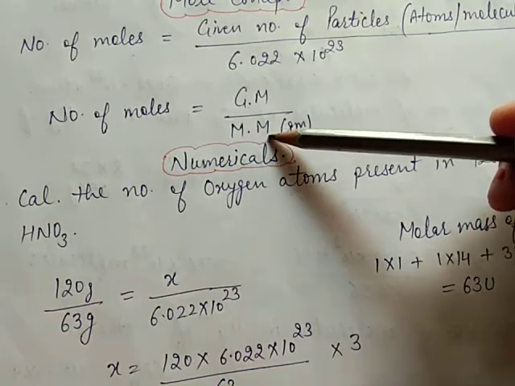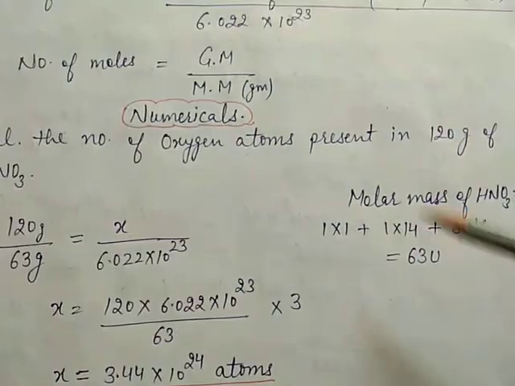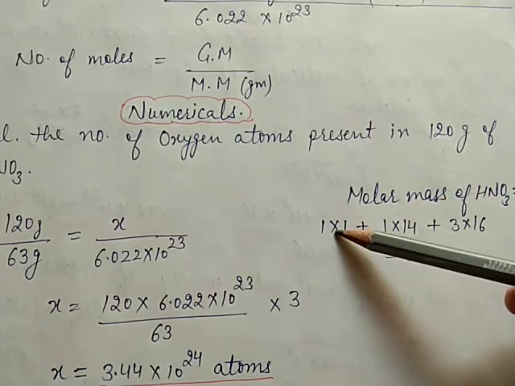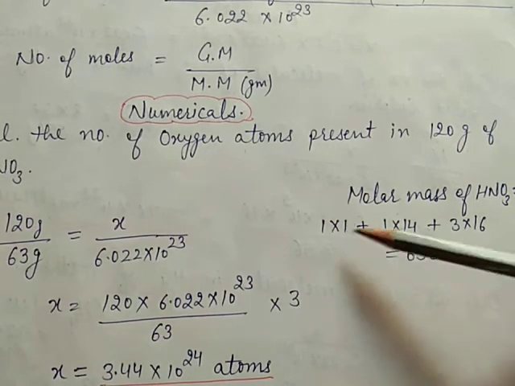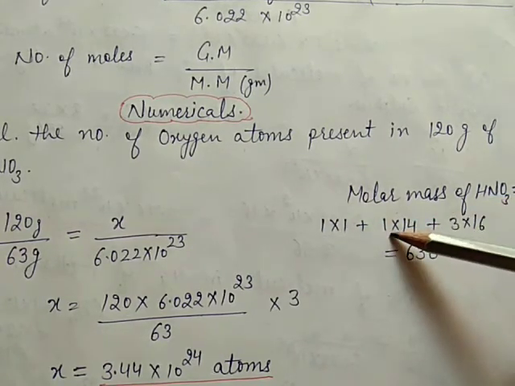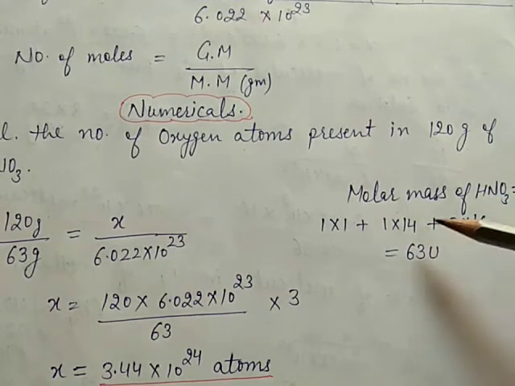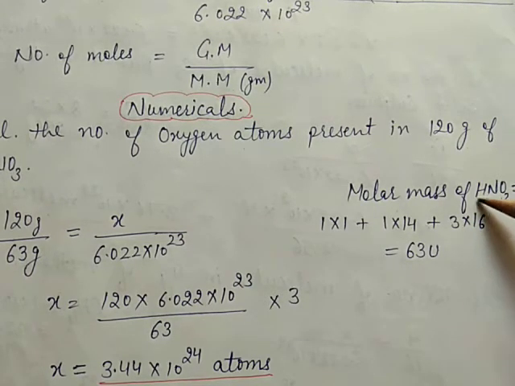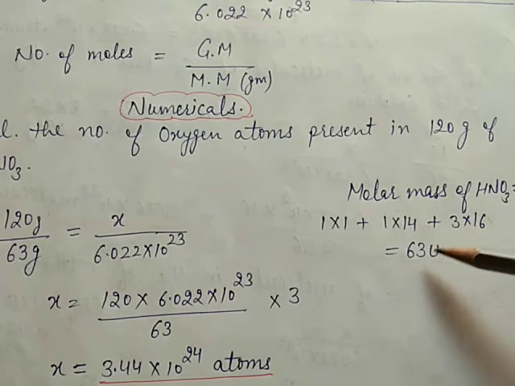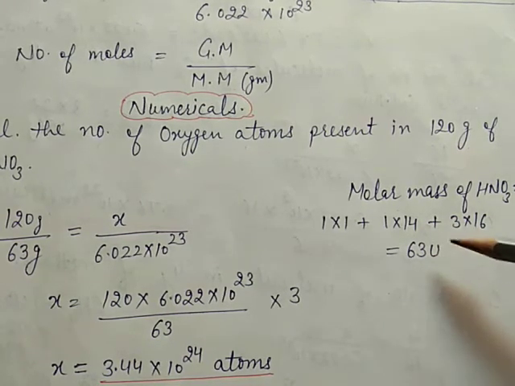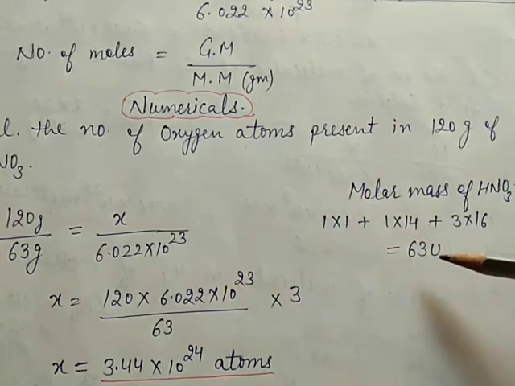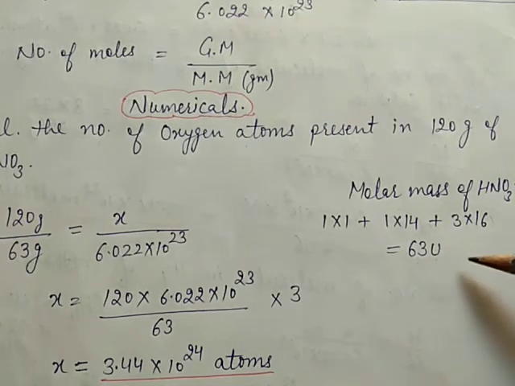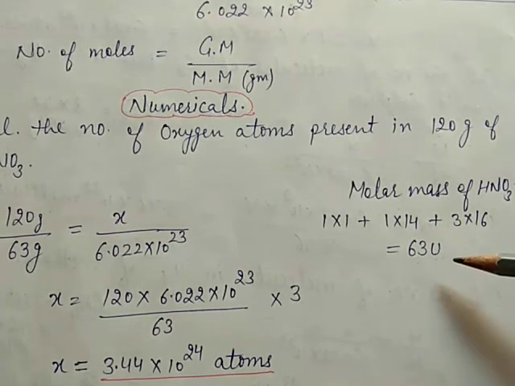And how will you calculate the molar mass? As we have already told, hydrogen atom is 1 multiply atomic mass of hydrogen, which is 1, plus nitrogen atom is 1 multiply atomic mass of nitrogen, which is 14, plus oxygen atom is 3 multiply atomic mass of oxygen, which is 16. After calculating, this is 63 u. But here we use the gram molecular mass, so 63 g. It means u changes into g, meaning gram molecular mass.